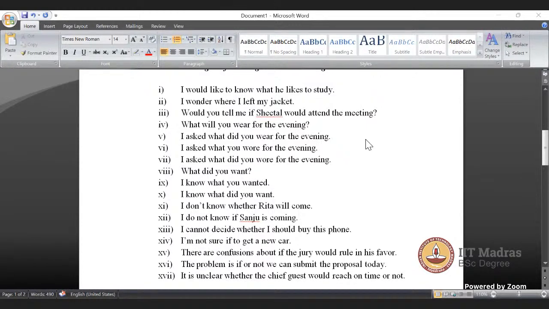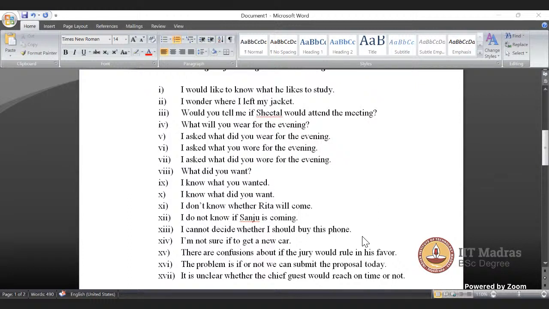What do you mean by a non-finite clause? A non-finite clause is a clause which does not have tense. If the verb in your clause does not have a tense, then it is referred to as a non-finite clause. In this case, this is your clause of if to get a new car. So look at that, to get a new car. You have an infinitive there, to get, right?